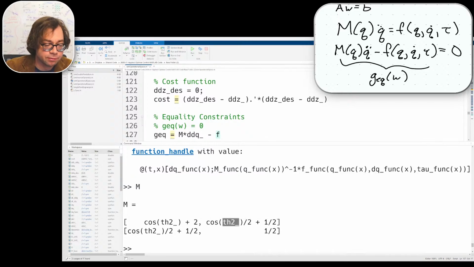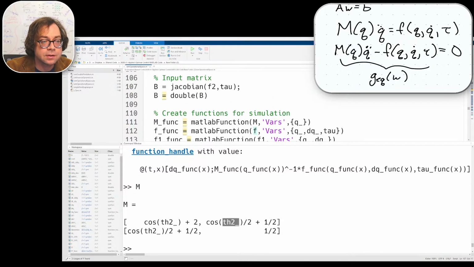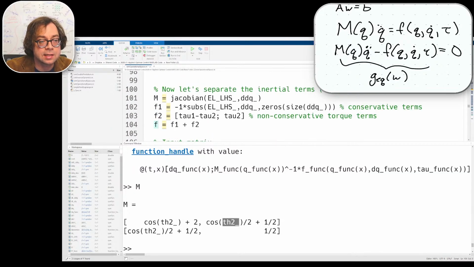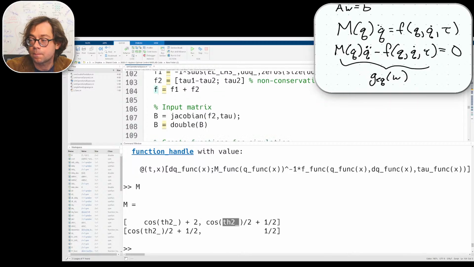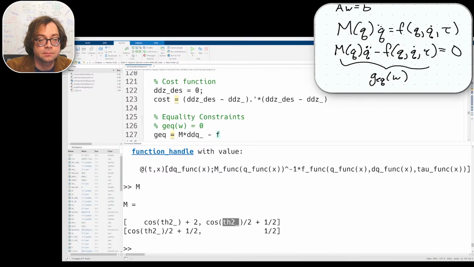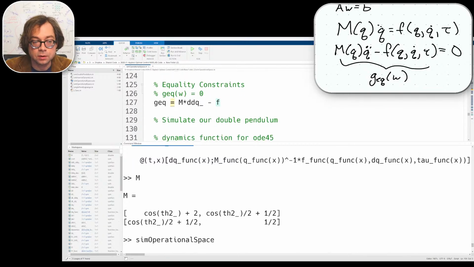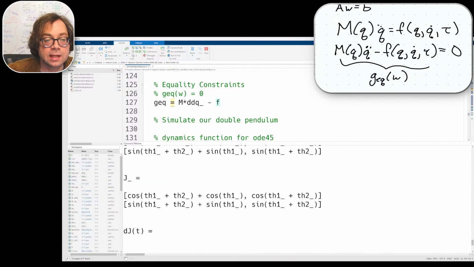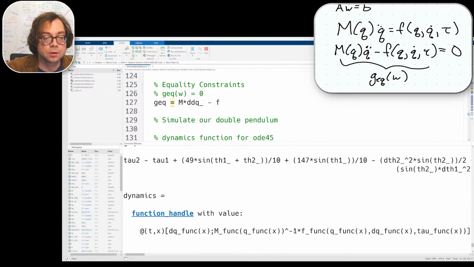Is it minus F? Isn't it just F? F contains F1, yeah, exactly. It contains everything, including our taus, right? Done. That's GEQ. I'm just running it to show that it still runs. We don't hit any errors, okay? Good, we don't. Awesome. So that is our equality constraints.